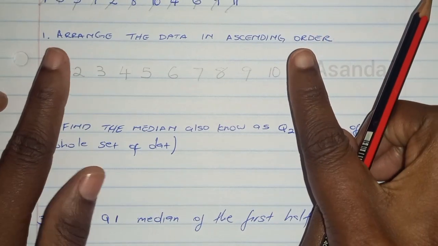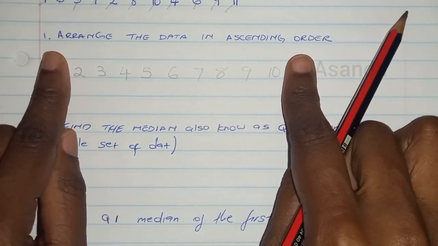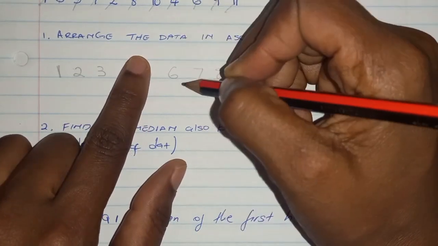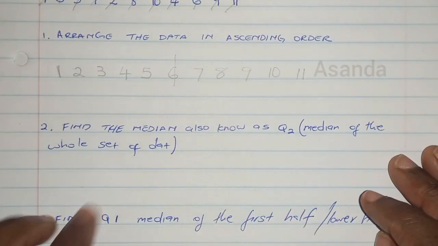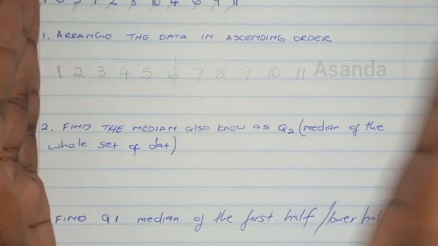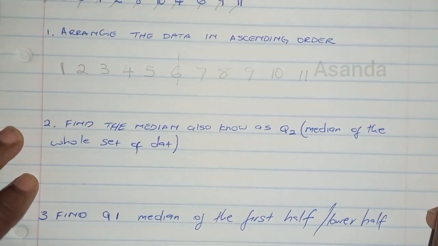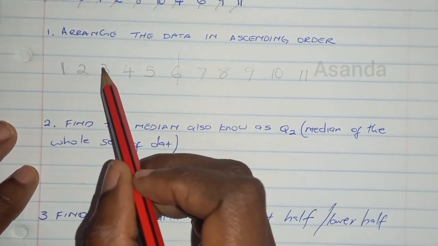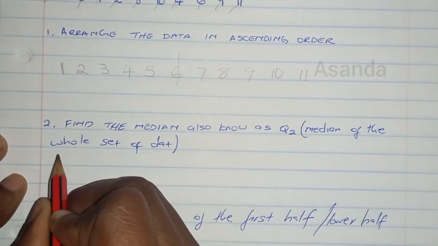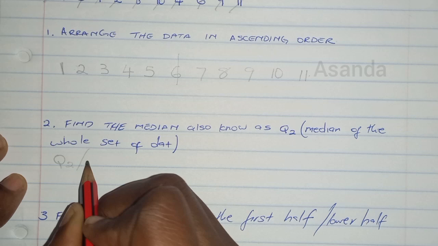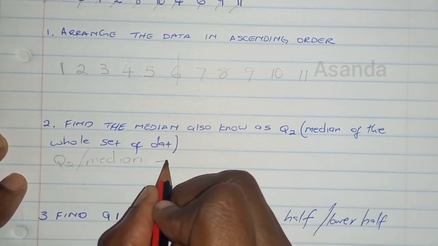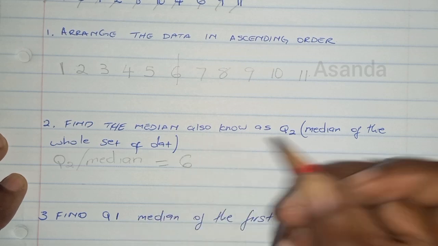Since it's nicely arranged like this, I just go to the center, and therefore 6 is the center, right? Or you can count them. There's 11 numbers, which means there'll be 5 this side, 5 this side, 10, and 1 in the middle. So let's see, 1, 2, 3, 4, 5. 1, 2, 3, 4, 5. Yes, so Q2, which is also the median, is equal to 6, right?